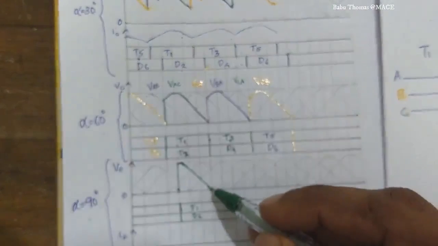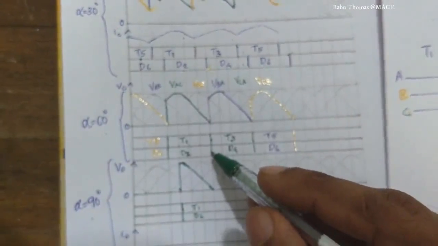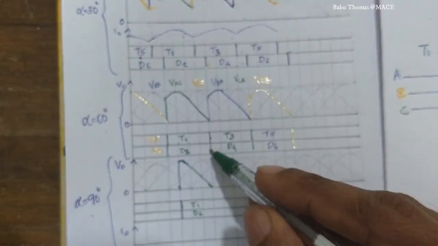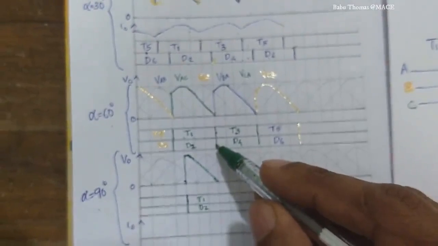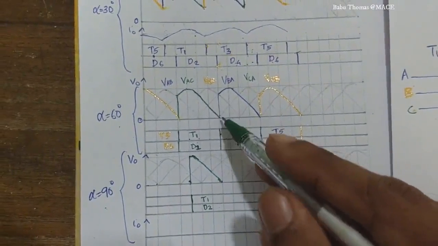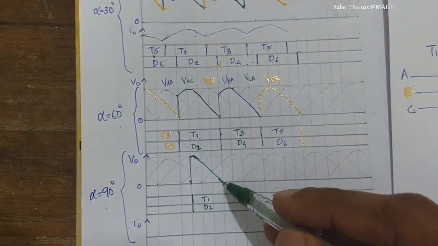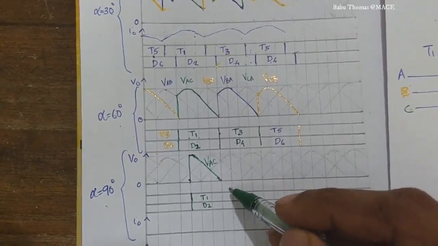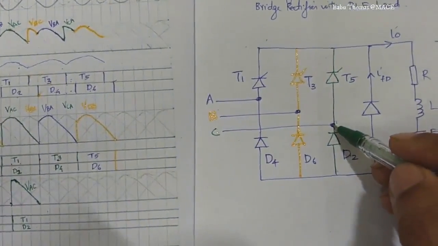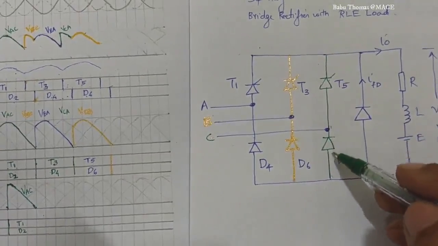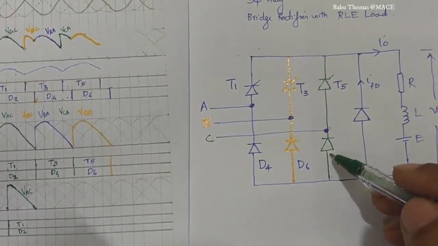We already knew that the diode D2 gets reverse biased at this instant. That is visible from this particular figure. Or we can say that after this instant it is going negative. So this VAC is going to become more negative. VAC becoming more negative means the point C will become more positive when compared to the point A, and therefore the diode D2 gets reverse biased.